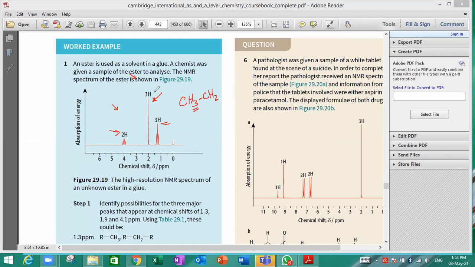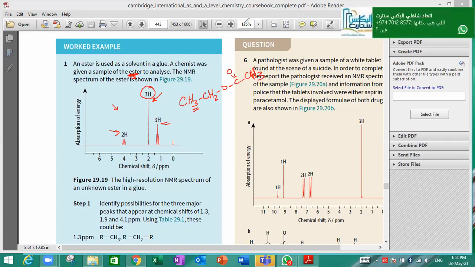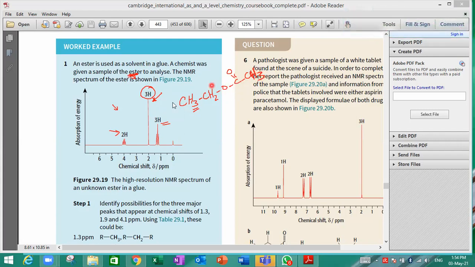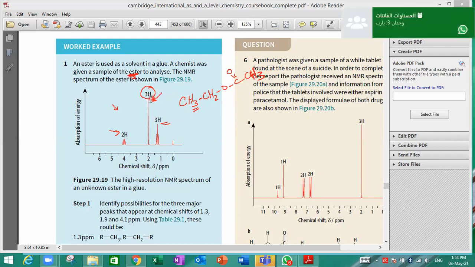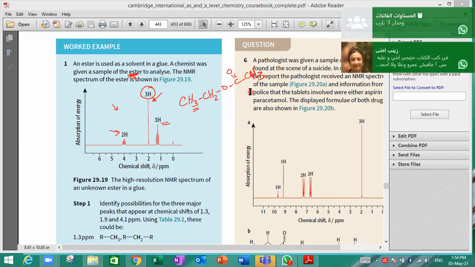Yes, miss. Okay, now here we have also 3 hydrogens, but they appear as a singlet. It means that they are not bonded to a carbon that is carrying hydrogens. It doesn't have any hydrogen neighbors. And here it's stated that it is an ester. So it could be like that. It could be like that. CH3, these 3 hydrogens do not have neighbor hydrogens beside them. That's why the 3 hydrogens appeared as a singlet. So this ester could be in this way.